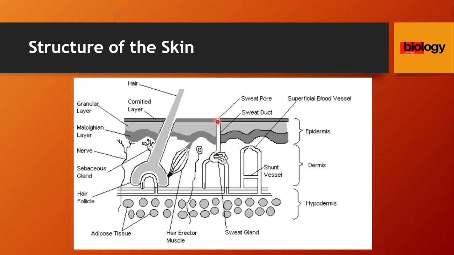And then here we've got the sweat pore. This is a sweat pore, and this is also known as the sweat duct. Then we've got the sweat gland, we've got the hair erector muscle, and then there are two regions. We've got the epidermis, which is the upper region, then we've got the dermis, which is the middle, and then we've got the hypodermis. Then we've got the superficial blood vessels. These are the superficial blood vessels. Then we also have the shunt vessels. So I want you to pause the video and look at this diagram very well.